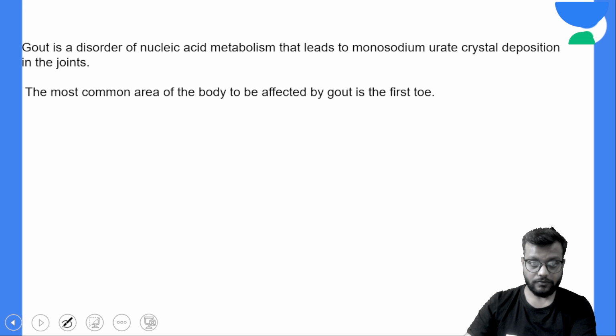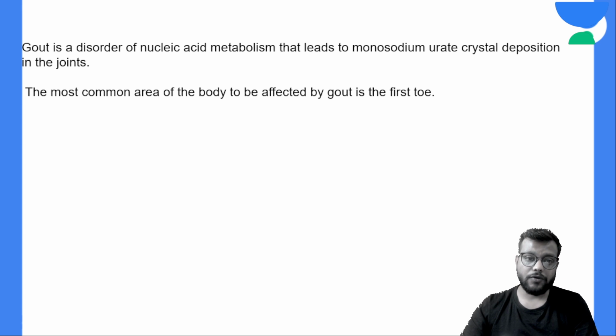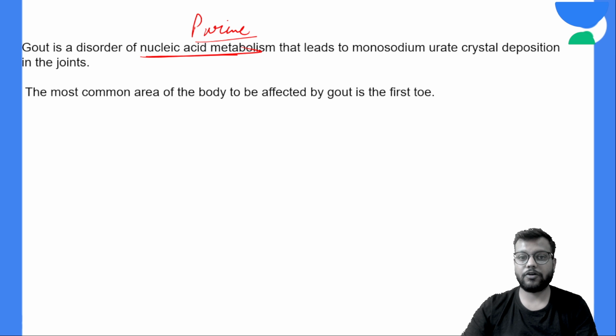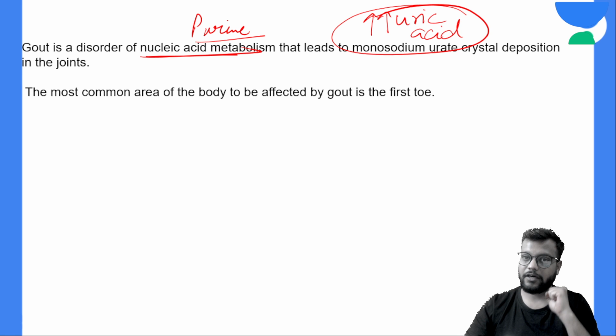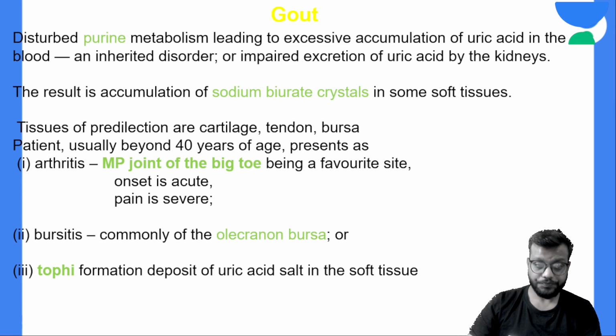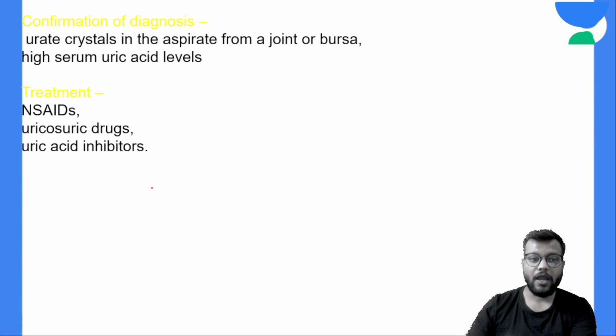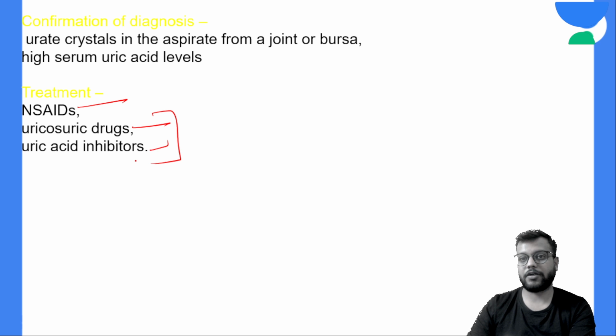Okay, so gout is basically an inflammatory arthritis due to a defect in purine nucleic acid metabolism. Okay, so there is accumulation of uric acid. This increased accumulated uric acid is deposited in the form of urate crystals, and it starts from the great toe. Okay, there's formation of tophi, etc. The most common bursa affected is the olecranon bursa. Tophi formation occurs, and NSAIDs, uricosurics, uric acid inhibitors like allopurinol, etc.